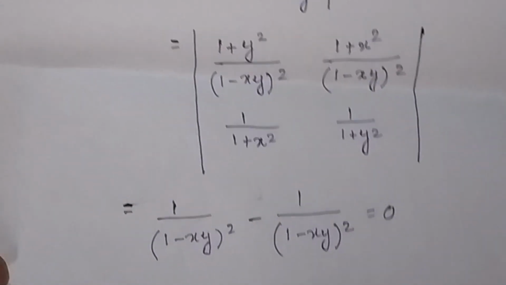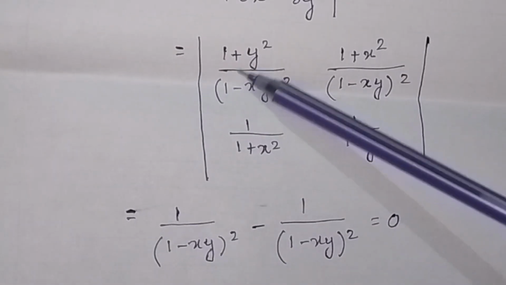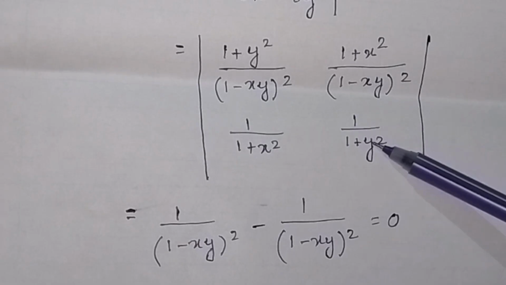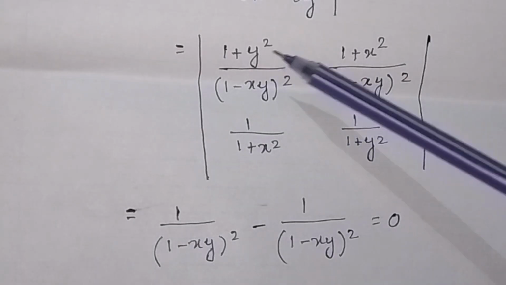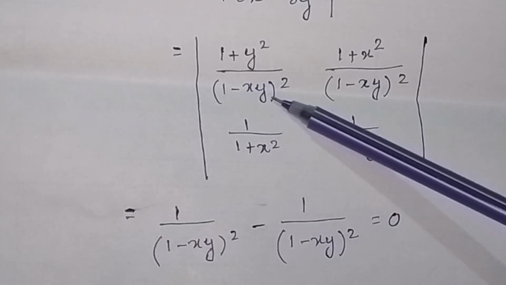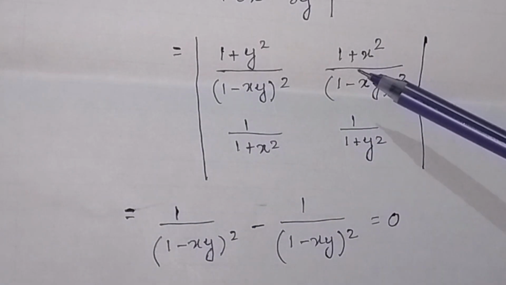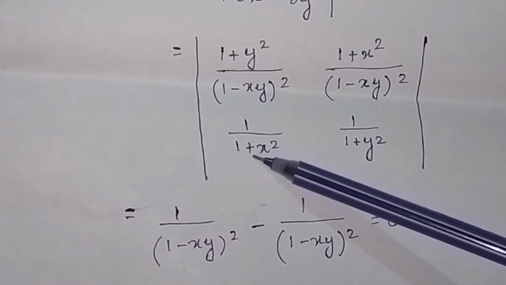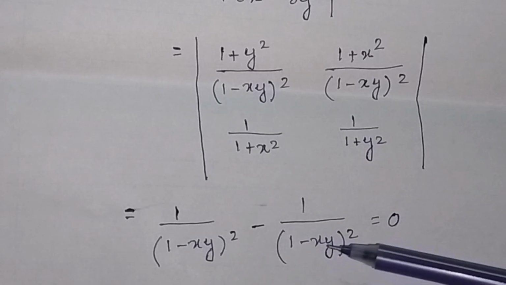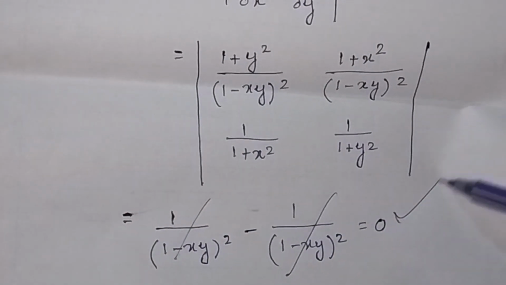Now if you find the determinant, multiply (1 plus y square) divided by (1 minus xy) whole square with 1 over (1 plus y square). Then 1 plus y square cancels, so we have 1 divided by (1 minus xy) whole square. Similarly, if you multiply the other diagonal, then 1 plus x square cancels, so minus 1 divided by (1 minus xy) whole square. So this will cancel and the answer will be equal to 0.